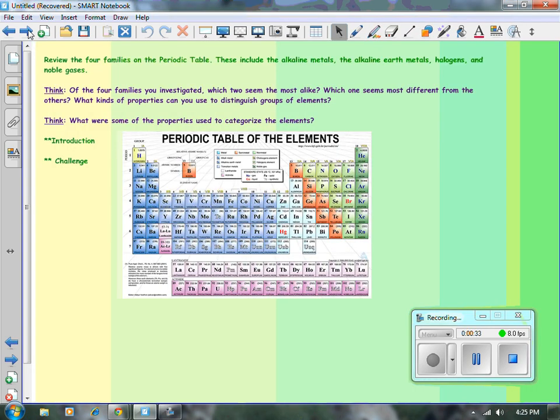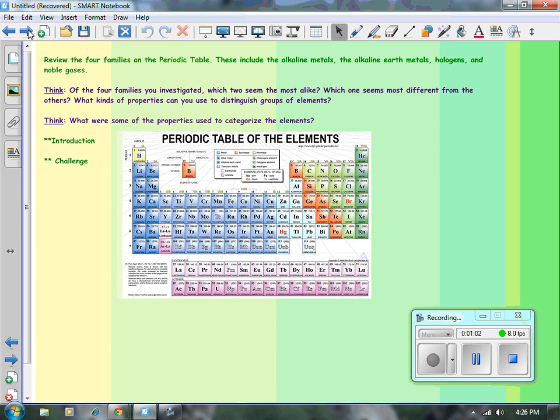Just to stop and think before we head on to the reading, review those four families on the periodic table. You went through these on our last lesson. The ones that you looked at were the alkaline metals, the alkaline earth metals, the halogens, and the noble gases. Of the four families you investigated, which two seem the most alike? Which one seems different from the others? What kind of properties can you use to distinguish groups of elements? And what were some of the properties used to categorize the elements?